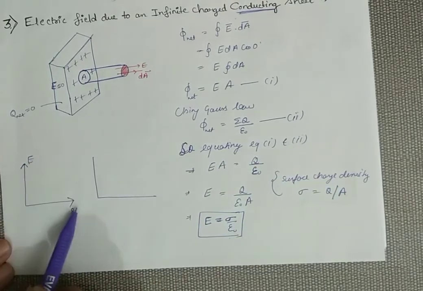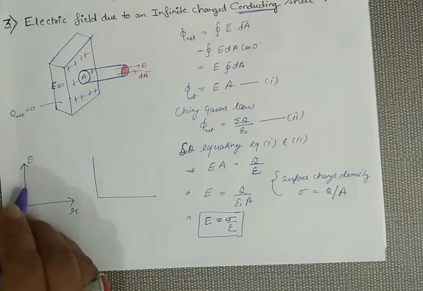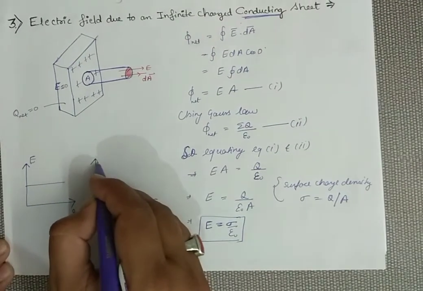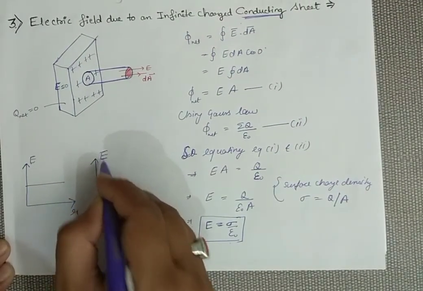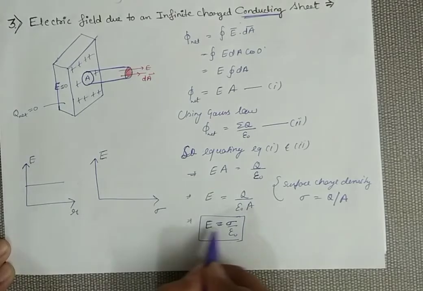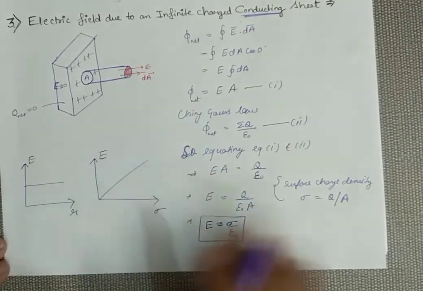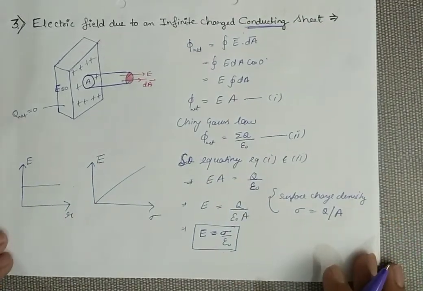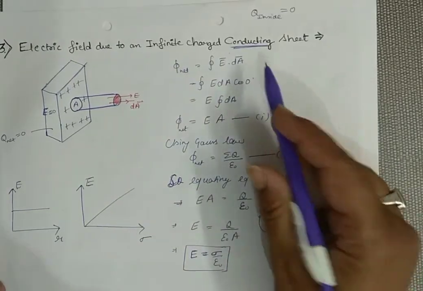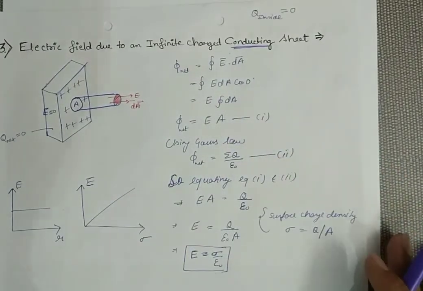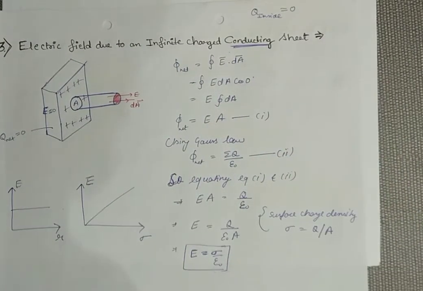Again, we can take two plots. If we plot E versus r, there is no dependency, so a straight line. If we plot E versus sigma, there is a direct relation, so an inclined line. So this was the derivation for the conducting sheet. Let's move to the next one.